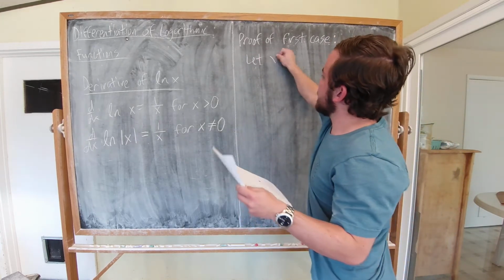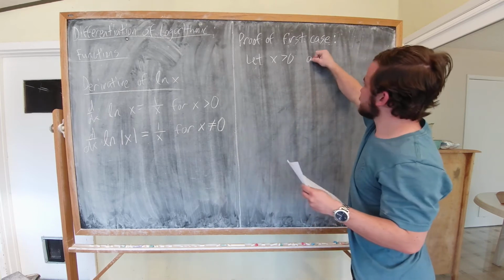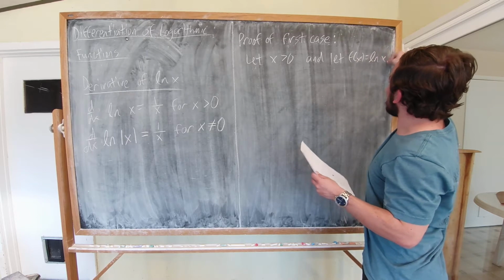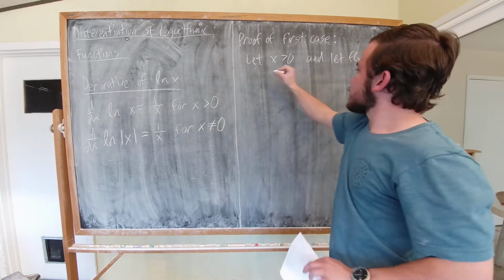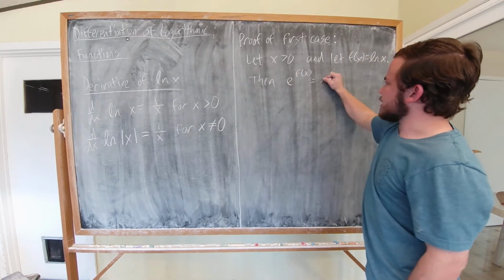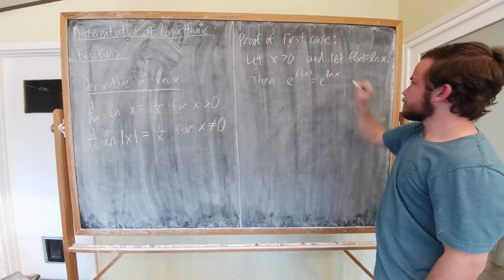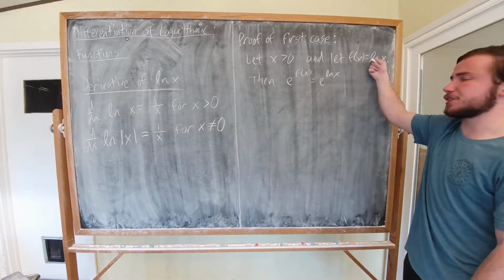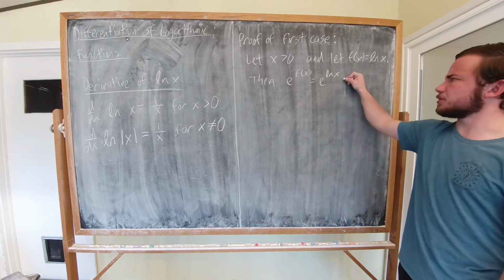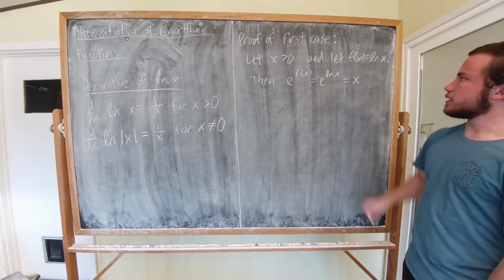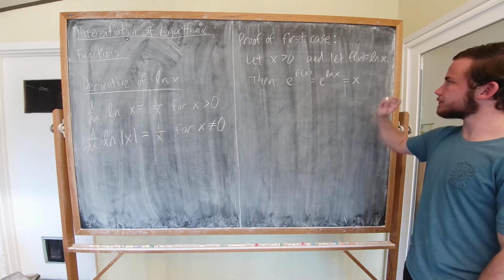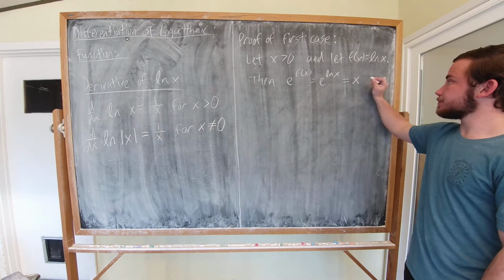So, let's let x be greater than 0, and let f of x equal the natural log of x. Then, e to the f of x is equal to e to the natural log of x. Right? Makes sense. We have f of x equal to the natural log of x, so e to the f of x is equal to e to the natural log of x. E and natural log cancel when you have an exponentiation. Remember, not multiplying around here, only exponentiating. They cancel, and you get x.